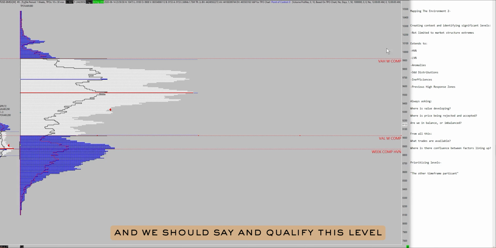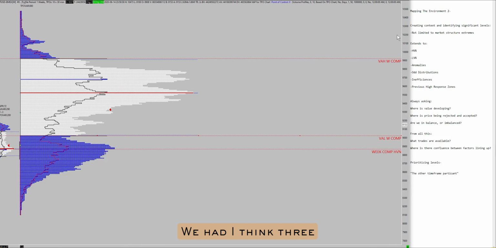And we should say and qualify this level. This was up here. We're all familiar with what occurred before this. A major swing high within market structure 2 prior times, right? So we had that October pump. We had a pump before that.